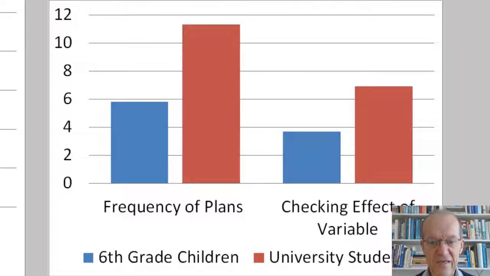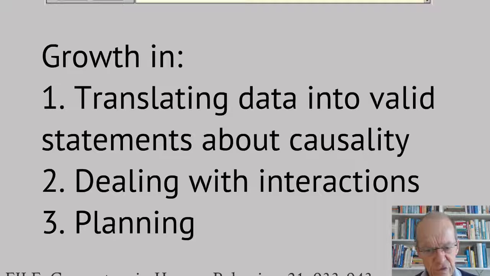Okay, that's the example. What we saw is that there is a substantial growth when you compare the sixth graders with the university students in translating data into valid statements about causality, so checking effects of variables, as I mentioned, in dealing with interactions, you can imagine, and in planning. We also saw that in the data.